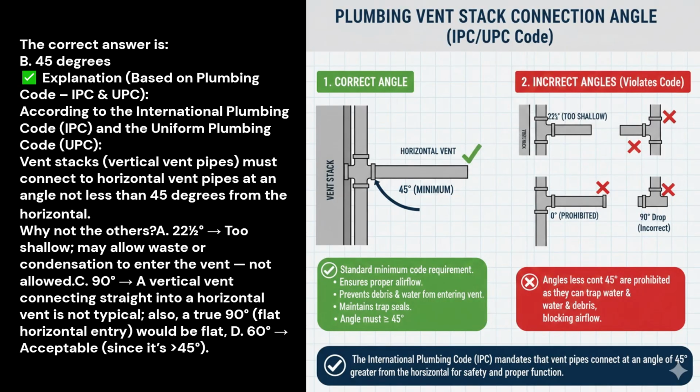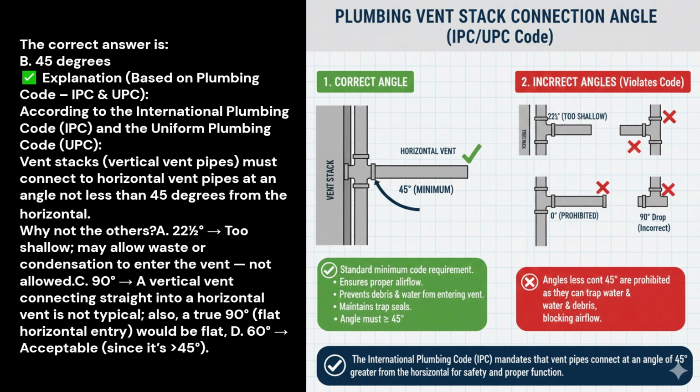The correct answer is B. 45 degrees. Explanation, based on Plumbing Code, IPC and UPC. According to the International Plumbing Code (IPC) and the Uniform Plumbing Code (UPC), vent stacks, vertical vent pipes, must connect to horizontal vent pipes at an angle not less than 45 degrees from the horizontal. This ensures proper venting and prevents trap seal loss due to pressure fluctuations.